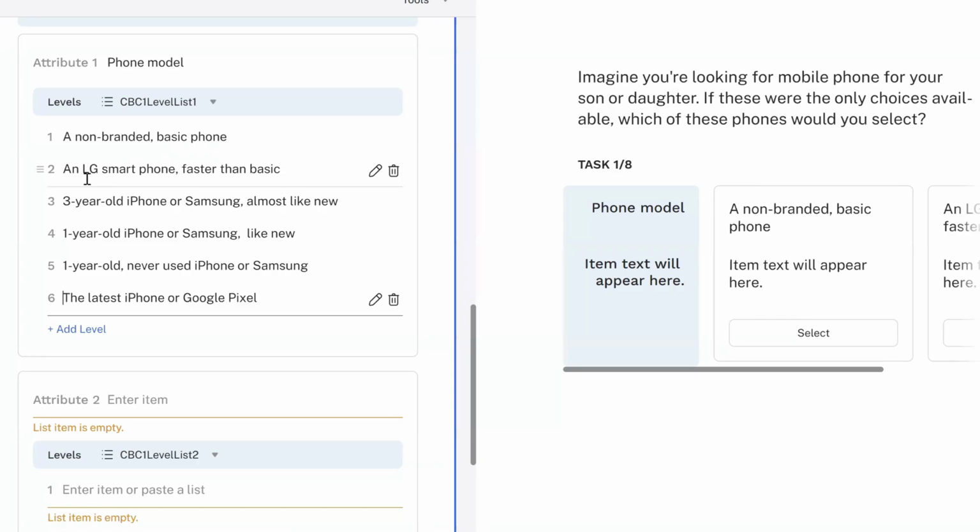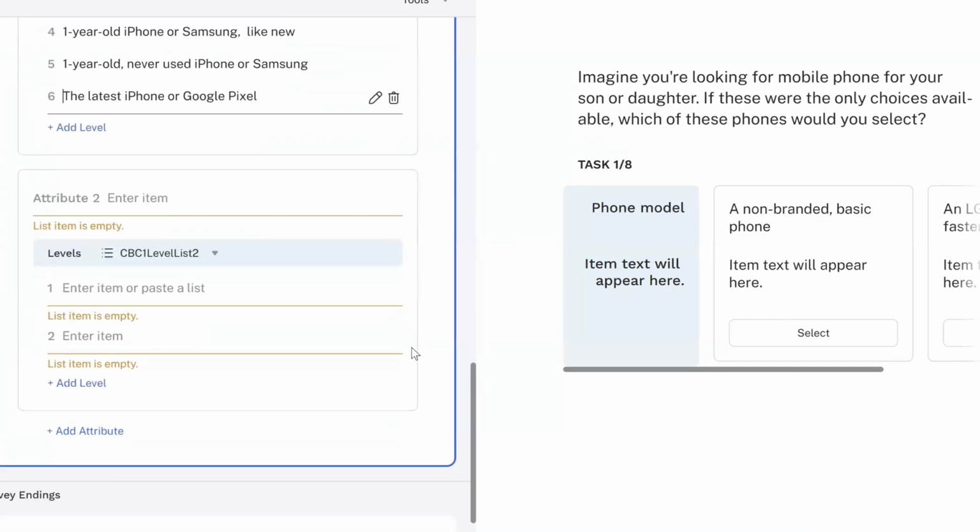You can get an LG smartphone that's faster than the basic. You can have a 3-year-old iPhone or Samsung, almost like a new one. This is probably what you would get on eBay. You could get a 1-year-old iPhone or Samsung. It's like new. You could have a 1-year-old never used iPhone or Samsung, or you can get the latest iPhone or Google Pixel. Okay, that's good.